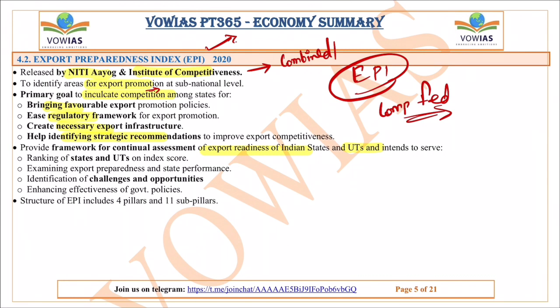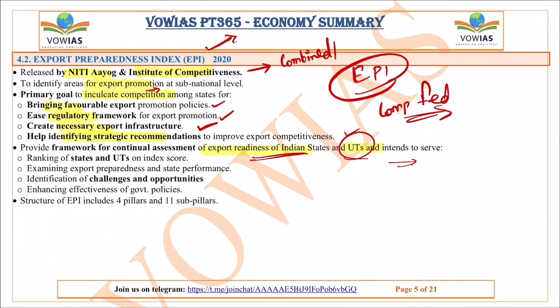The primary goal is to bring favorable export promotion policies, to ease the regulatory framework and make things easy for the companies, to create necessary export infrastructure, and help identify strategic recommendations. It also provides a framework for continual assessment of the export readiness of Indian states and union territories, and intends to rank them based on a score. So there will be an index which will track all the work that the states are doing, and this index will tell the states about their performance and the areas where they can improve.